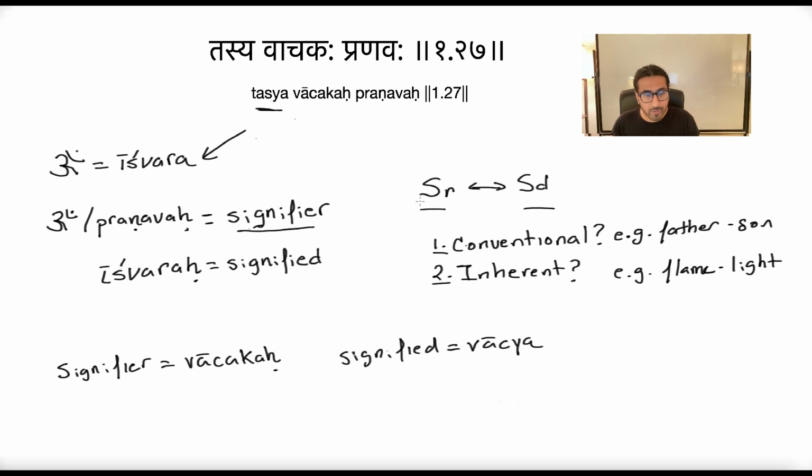So, signifier and the signified. Okay, so Om, what is the relationship between Om and Ishvara? What is the relationship between Om, the signifier, the symbol, and Ishvara, the thing itself? Now the commentary asks, is it a conventional relationship?